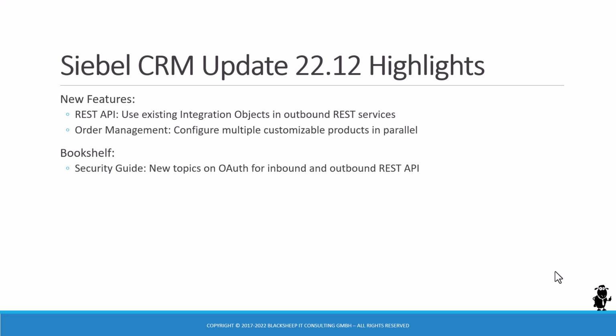So in December 2022, Oracle delivered two official new features. The first is for the REST API. You can now use existing integration objects for generated outbound REST services. And in order management, we have quite a big one, as basically there's a new view where you can configure multiple customizable products in parallel. There's also an update in Bookshelf, not just for the new features that we mentioned, but in Security Guide you find several new topics regarding OAuth authentication for inbound and outbound REST API.